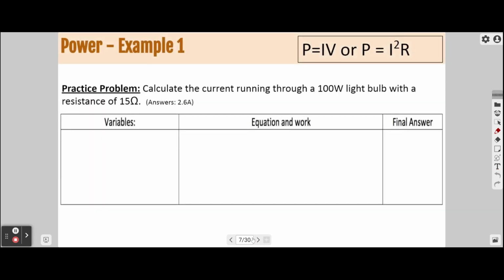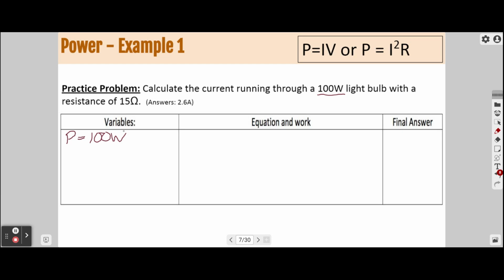So let's try a practice problem. Calculate the current running through a 100-watt light bulb with a resistance of 15 ohms. All right, so let's write down what we know. So we know we have 100 watts. Well, watts, that's a measure of power. So let's write that down. So we know the power.